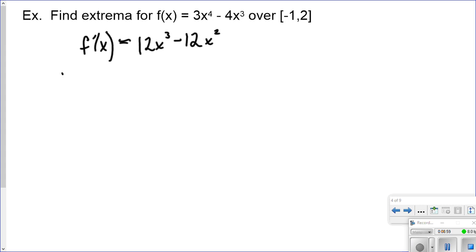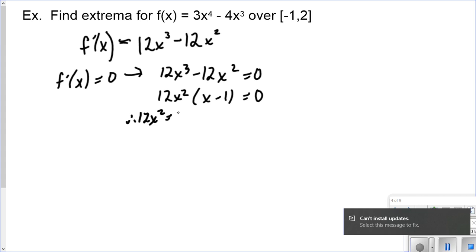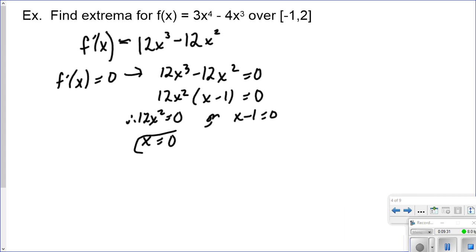So let's find the critical points here. This is the equation I want to solve, so I have to solve this expression. Let's solve by factoring. 12x squared times (x minus 1) equals 0. Therefore 12x squared equals 0, or x minus 1 equals 0. The solutions are x equals 0 and x equals 1.